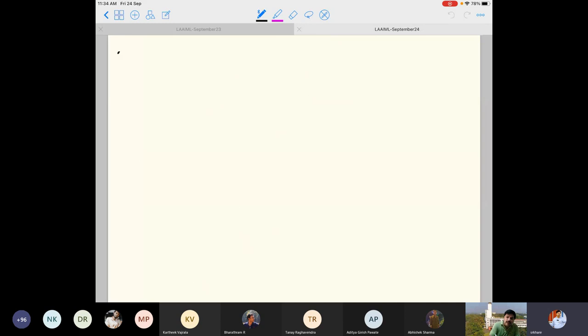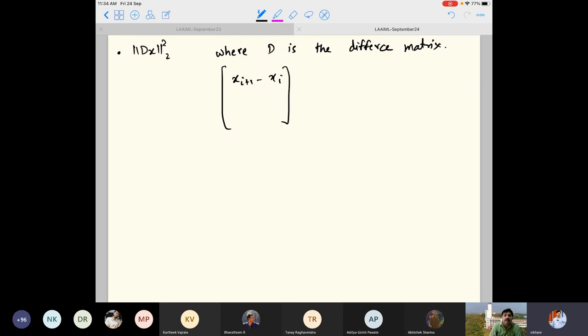Another important constraint that you can have is on this Dx squared. So what is D? D is the first difference matrix. How does this D really act? It acts on vector x such that you get Dx with entries x_{i+1} minus x_i. So the entries of Dx are basically of the x_{i+1} minus x_i type.